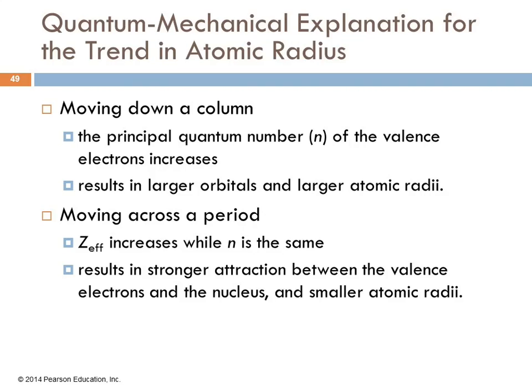So moving down a column, the principal quantum number is increasing. That results in larger orbitals and larger atomic radii. As we go across a period, the effective nuclear charge increases while n is the same. And that results in stronger attractions between the valence electrons and the nucleus, stronger attraction pulling them in, smaller atomic radii.